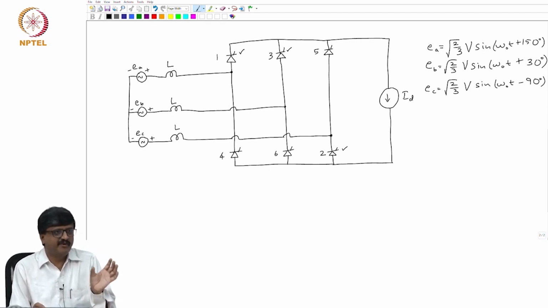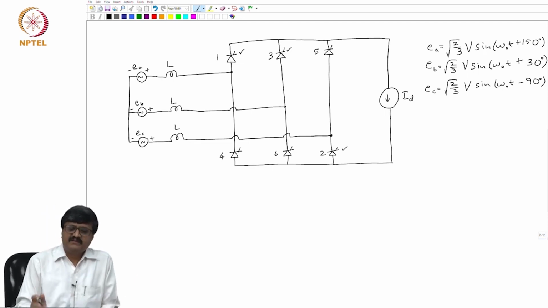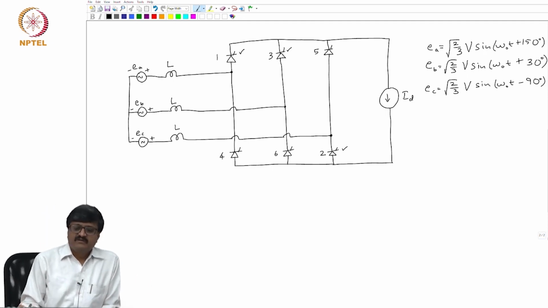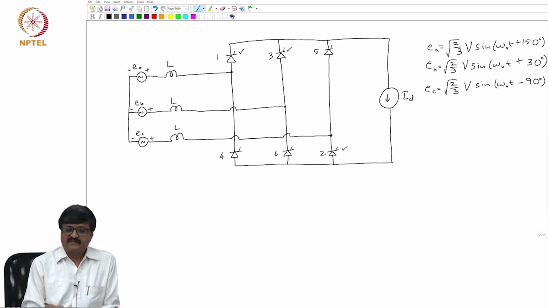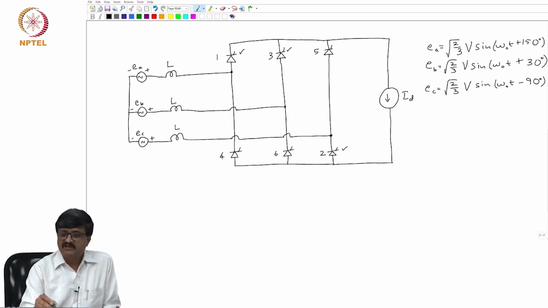I defined this word commutation. Commutation means the transfer of current from one valve to another in the same commutation group. Now, can it happen if L is non-zero? Transfer of current from valve 1 to valve 3 actually means transfer of current from the inductance L in phase A to inductance L in phase B. So, suddenly the current through the inductance cannot go from ID to 0 in phase A and 0 to ID in phase B. It will take some non-zero time for current to go from ID to 0 in phase A, 0 to ID in phase B.